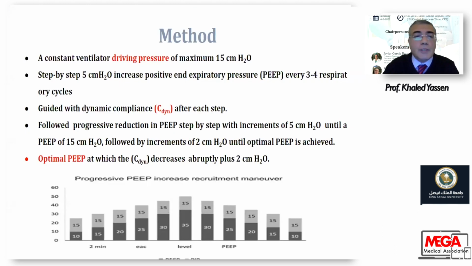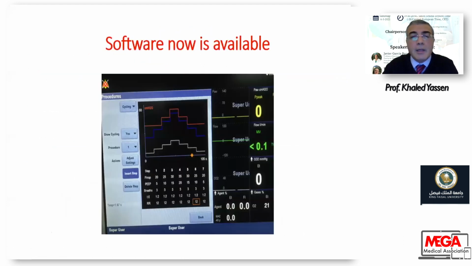How do we do this? We always have a constant ventilator driving pressure of a maximum 15 centimeters water, and we start by stepwise 2 to 5 centimeters water increase in PEEP. We do this guided by dynamic compliance until we reach the maximum of compliance, and then we start going down gradually until we reach the optimal PEEP, after which the dynamic compliance will decrease abruptly. This has now been developed, and there is a software for it available in several anesthesia machines.